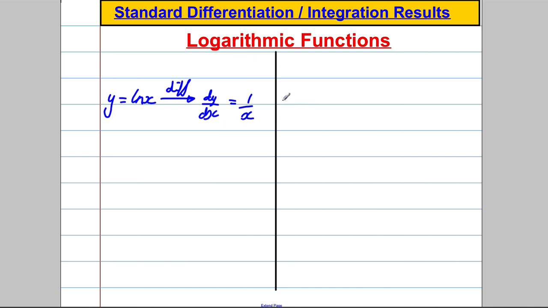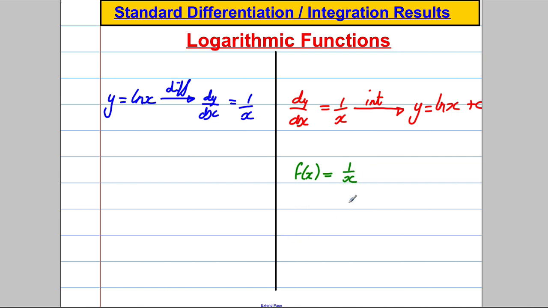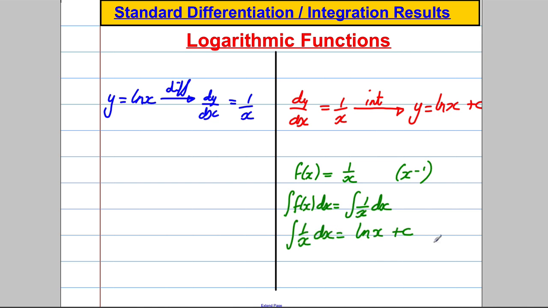So, if I was starting off with the gradient function being 1 divided by x and I integrated this, what would I get? Well, I'd get that y is equal to the natural logarithm of x plus a constant. So in general, if I was given a function of x that was 1 divided by x, or x to the negative 1 here, and I integrated f of x with respect to x, so I integrated 1 over x with respect to x, I would get the natural logarithm of x plus a constant. So the integral of 1 over x with respect to x is this here.